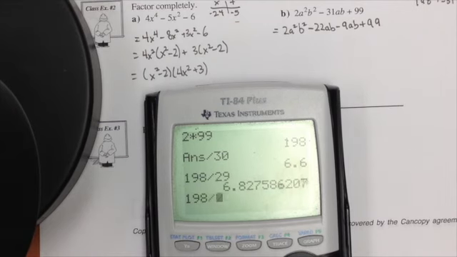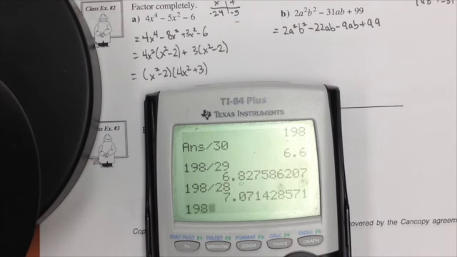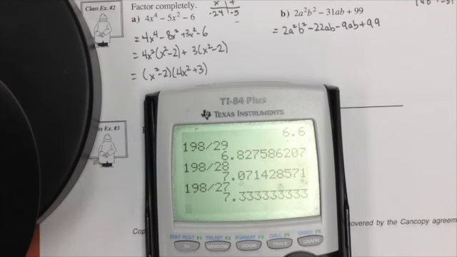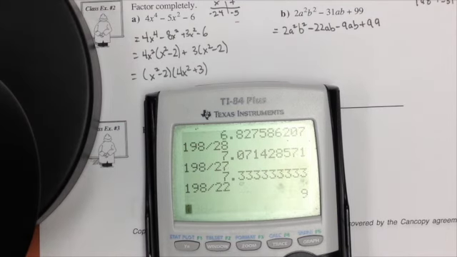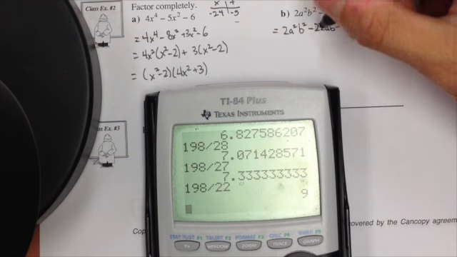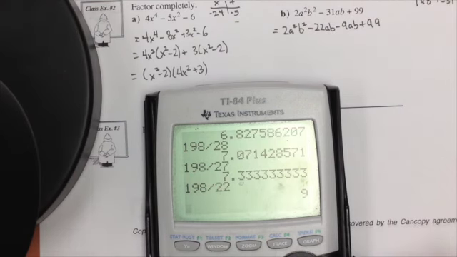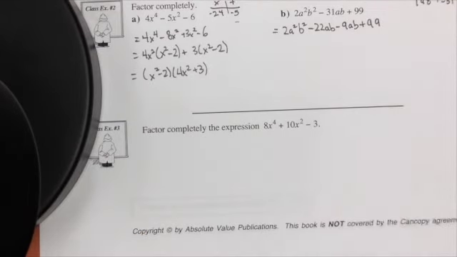198 divided by 28. Nope, 198 divided by 27. Actually, if you keep doing that, you're going to find it's 198 divided by 22, and that's where you get your two factors of negative 22 and negative 9. Okay? So let's continue with this.